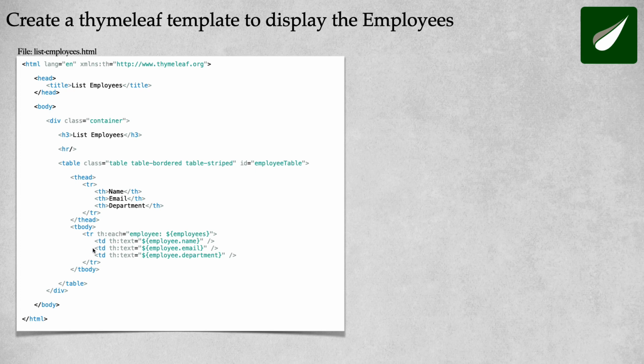we will loop through the table row using the Thymeleaf each attribute, and we are going to make use of the variable expression to access the employees, the list of employees which we have added to the model and view object. And we are going to create a local variable which is the employee, and this local employee variable holds the employee object each time when the loop runs. Inside the table data, we are going to make use of the Thymeleaf text attribute to evaluate the variable expression. We will access the employee name, employee email, employee department.